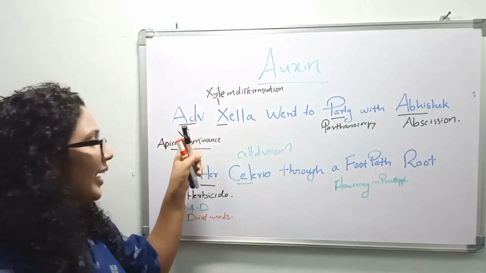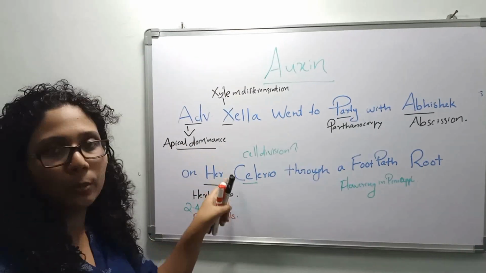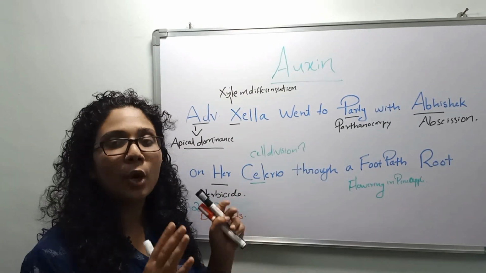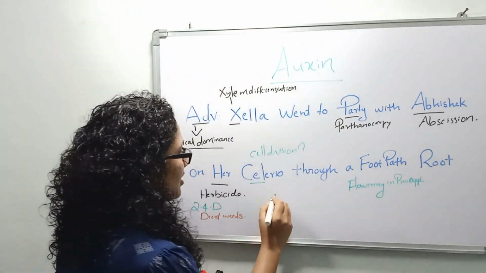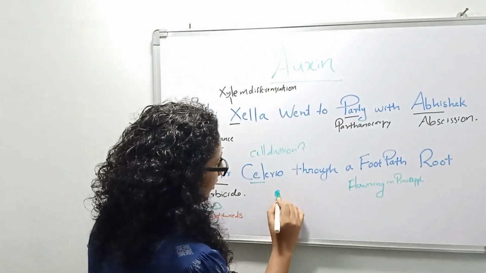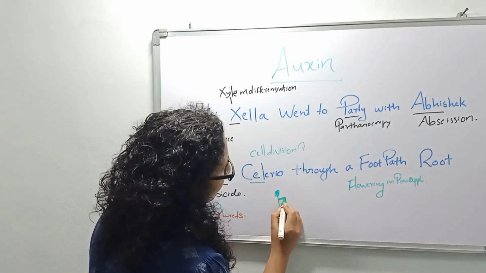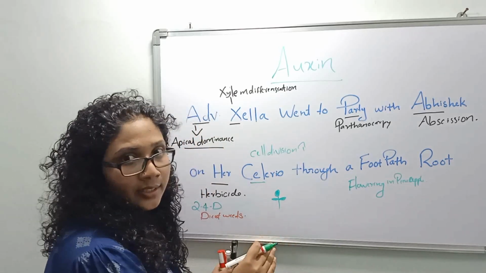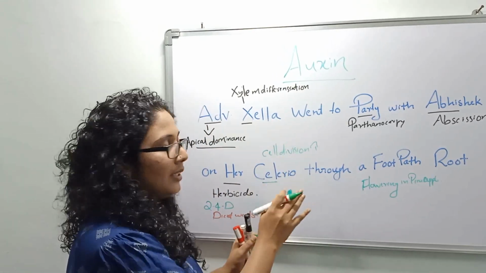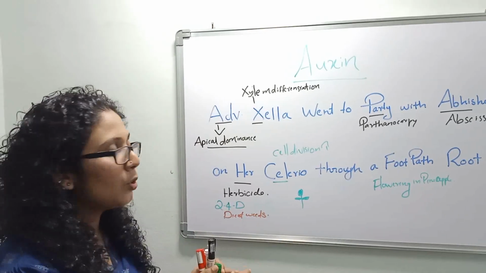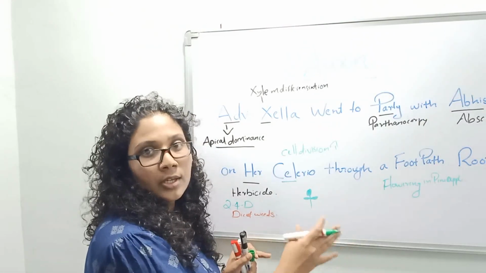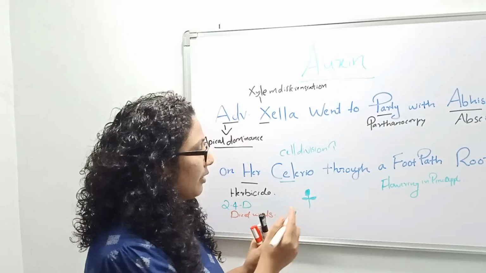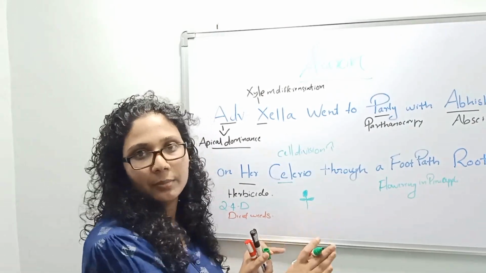This advocate simply means apical dominance. What is apical dominance? The dominance of the apical bud. This is an apical bud and these are lateral buds. Here, the apical bud dominates over the lateral buds, so proper growth of the lateral buds does not occur. So, we have to do decapitation for the proper growth of lateral buds.